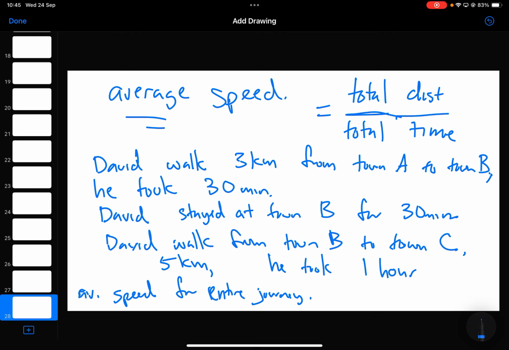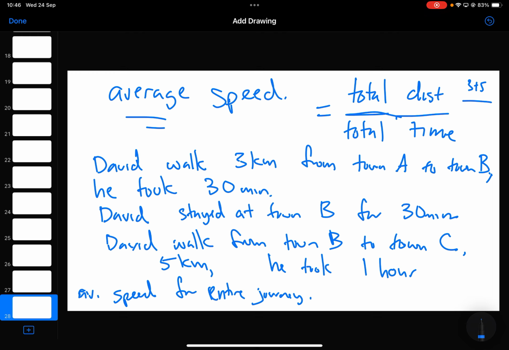Where is my laser pointer? Here. 4 kilometer per hour. Okay. How I will find is I first find total distance. So from A, he walked 3 kilometers to B, then from B he walked 5 kilometers to C. So his total distance is 3 plus 5.